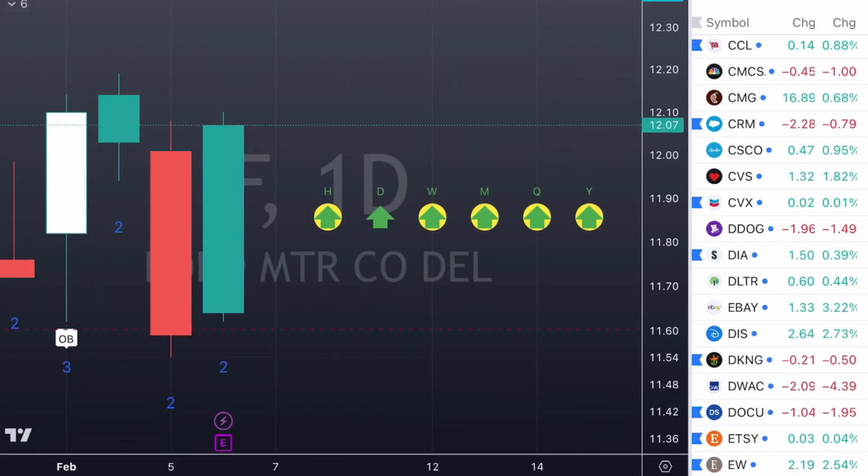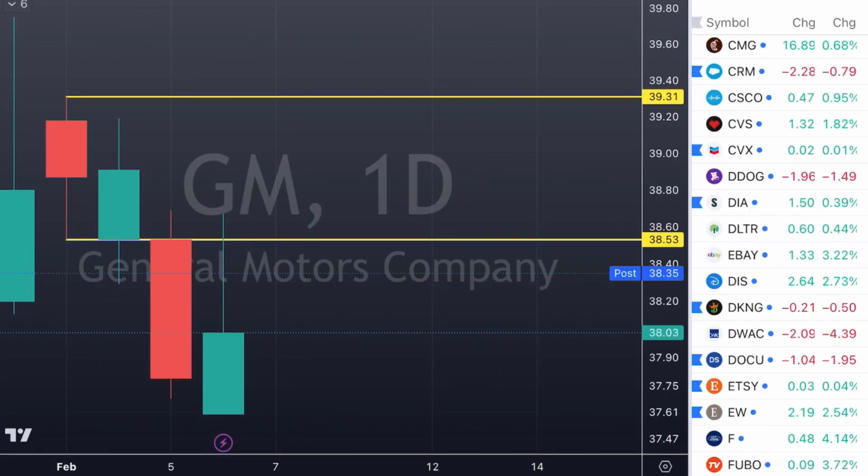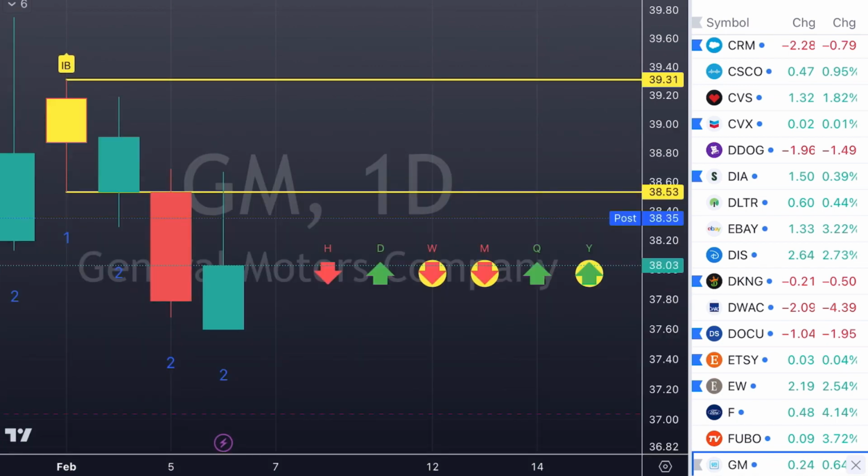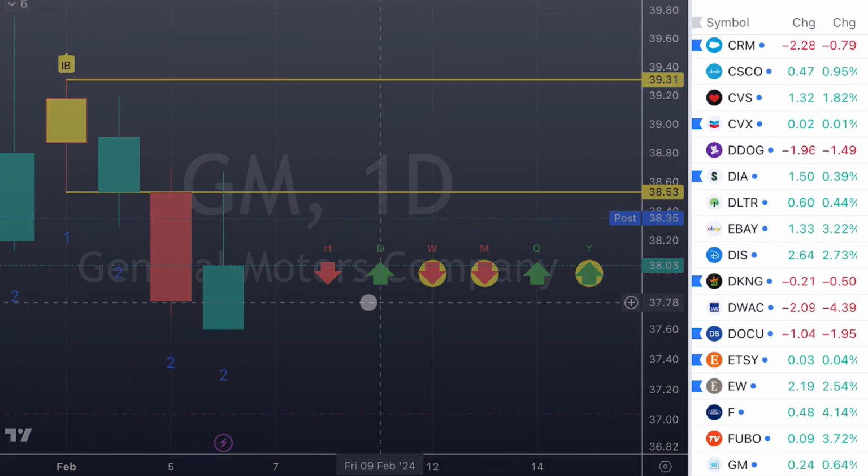Ford Motor Company, no setup. Fubo, not something I give. GM, this is not a play I would give out either. And again, we're looking at it. Hey, not a play. This body is too far down for me to look for a reversal here. Just not something I would look at.